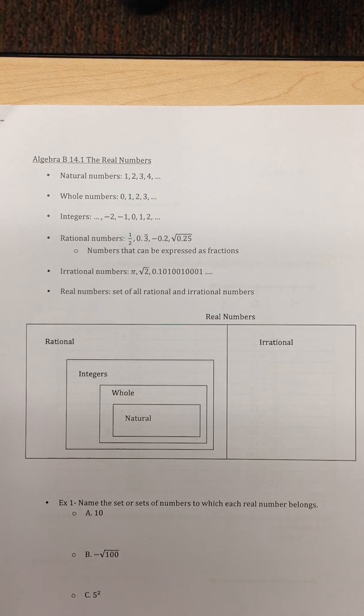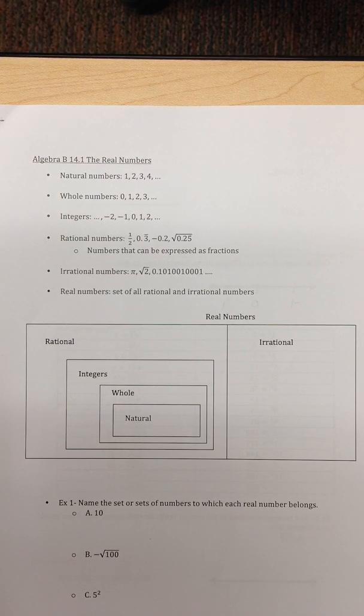Then the next one is integers. So we're kind of working our way out here. We start with the most specific at natural, and then all of the natural numbers are also whole numbers, while all whole numbers are also integers. So our integers include all the naturals, like 1, 2, 3, 4, 5, 6, and 0, which is part of the whole numbers. The difference in integers is it also includes the negative version of the natural numbers, so like -1, -2, -3, and so on.